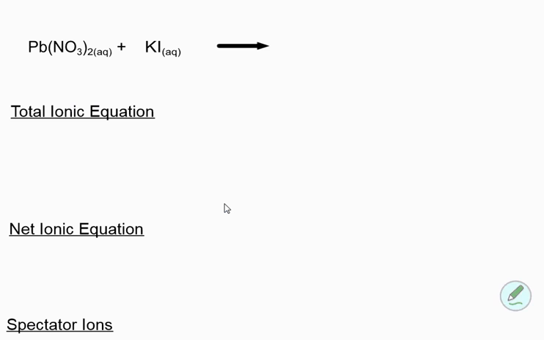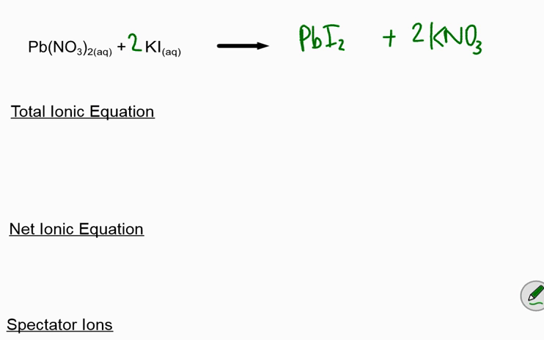So this is a double displacement reaction, so you have to be able to predict the products and figure out that you make PbI2 and you make KNO3. Don't forget to check your charges and crisscross, okay? And then you're going to go back and balance your equation. So I need a 2 in front of my KNO3 and a 2 in front of my KI.